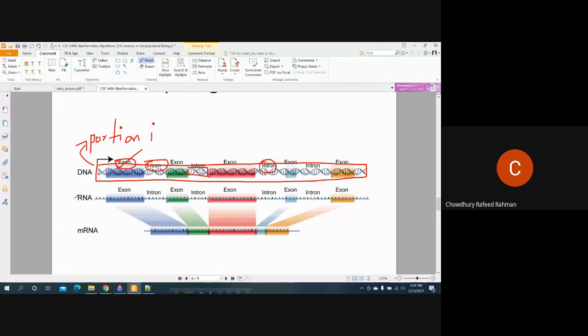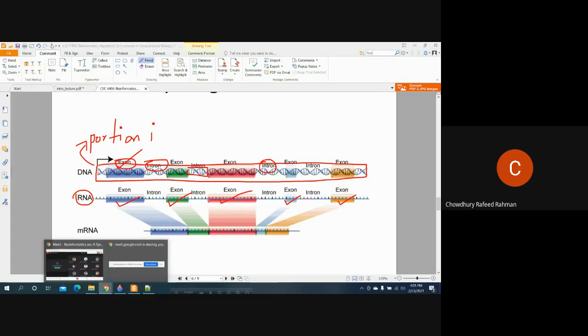Now, RNA is an entity which is actually made out of exons. Exons of a small portion of DNA, not the full DNA. I will again repeat. RNAs are made up of a small portion of DNA, and that too of only the exons. Is that clear?